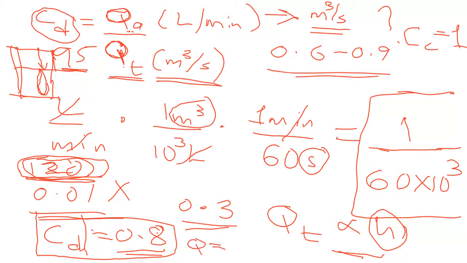rectangular sharp crested, where Q is 2/3 CD L root 2g h to the power of 3/2, isn't it? So all we need to do is to measure the head above the crest and then use the coefficient of discharge to get the actual flow rate. This is another importance of finding the coefficient of discharge. So these are the comments that I want you to make when I ask you, comment on the value of the CD obtained.